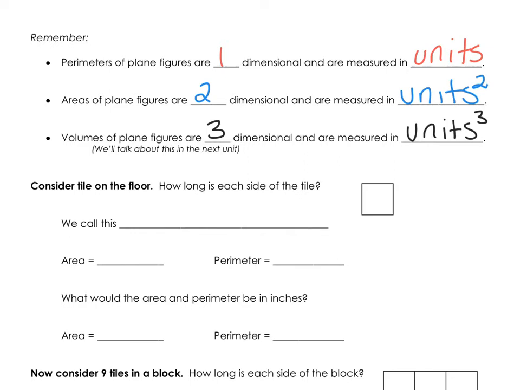So I want you to consider a tile on the floor. Even if you're in the auditorium, you know what they look like. They're pretty much in every classroom in this building. And how long is each side of the tile? If you look down and measured it, it is 1 foot on each side. So 1 foot, and remember one little dash like that means 1 foot. If we had 2 little dashes, it would be inches. So 1 foot. And what we call this is a square foot.